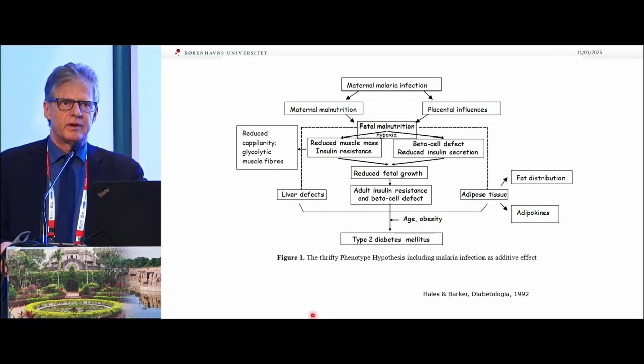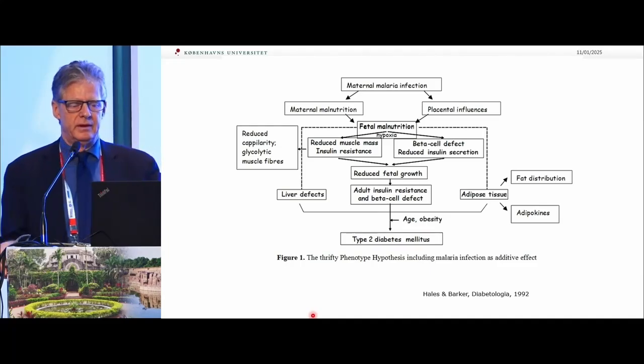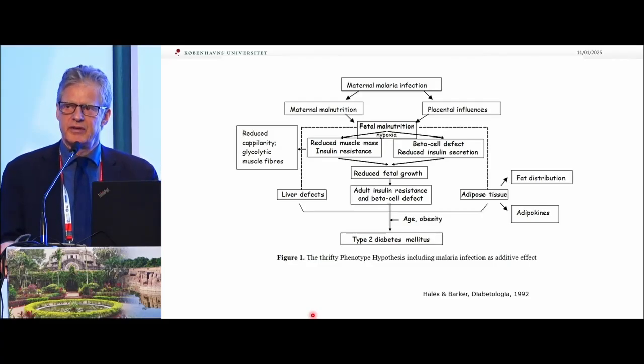So all this added together, I've put here in a graphic way the Parker hypothesis, and then on top added hypoxia and maternal malarial infection, and then under fetal malnutrition, I've added hypoxia. So this will be an expanded Parker hypothesis, now including malaria as an infection exposure.